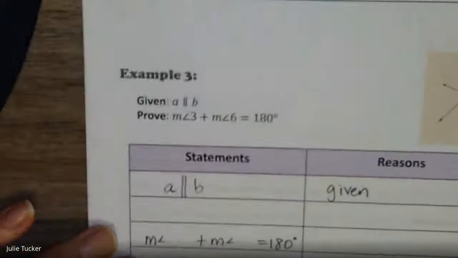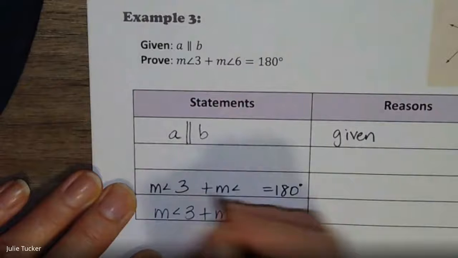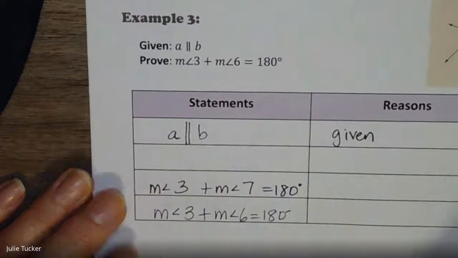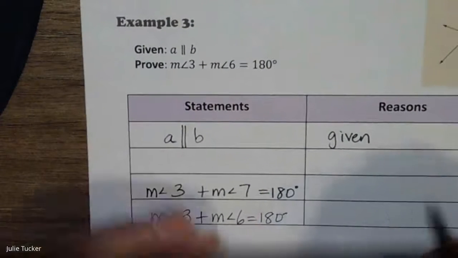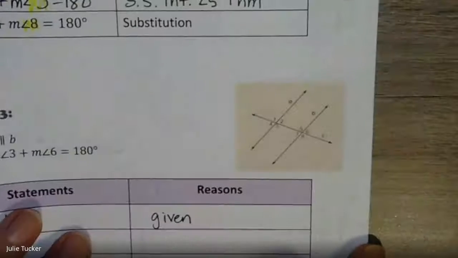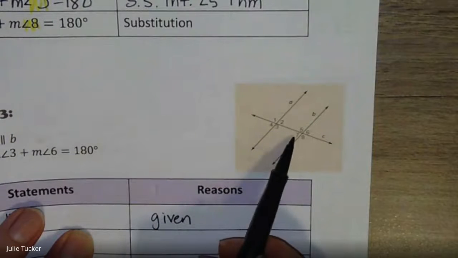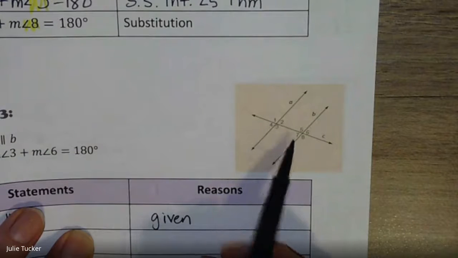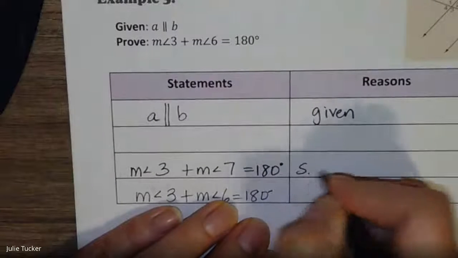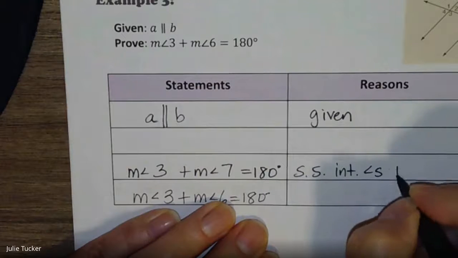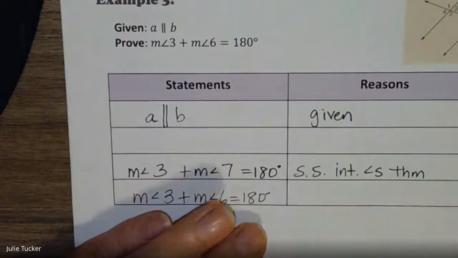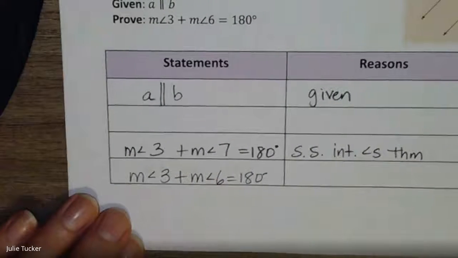So let's put 3 here, 7 there. And those are what kind of angles? 3 and 7. Let me go back to it so you can see them. They were right there. So yeah, same side what? Nice, same side interior. Okay, so same side interior angles theorem goes there.